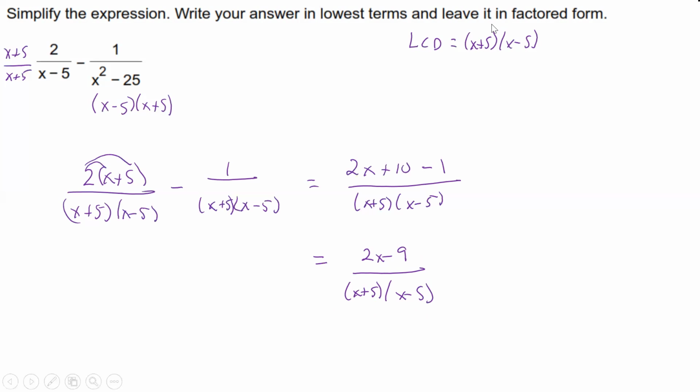So the key was first factoring the binomial into the difference of squares, getting the common denominator, multiplying top and bottom by the same thing, and then just distributing and adding or subtracting as needed.